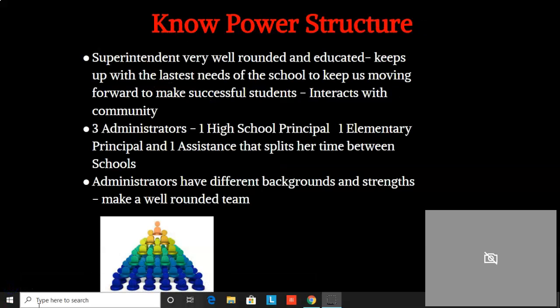Knowing our power structure, our superintendent is a well-rounded and educated person. He definitely keeps up with the latest about what's best for schools, as well as listening to what's best for the community. He's very active in the community. We currently have 3 administrators: a high school principal, an elementary principal, and one that is an assistant to both. She splits her time between the schools. Each of these administrators has a different background, but it makes them definitely a well-rounded team.